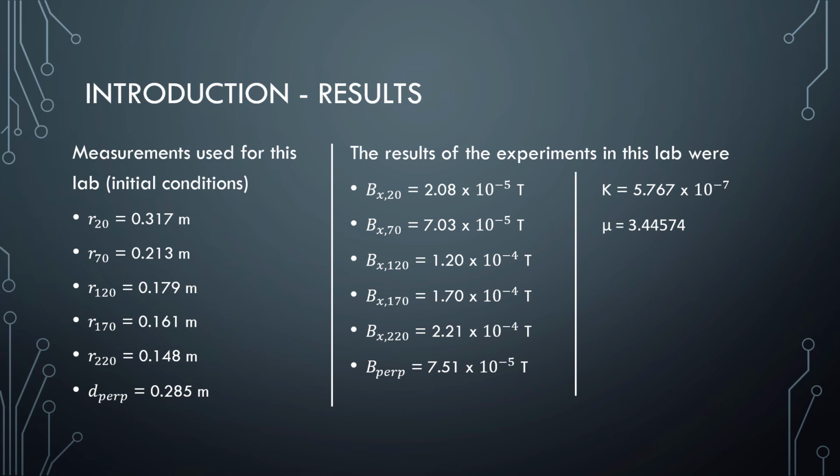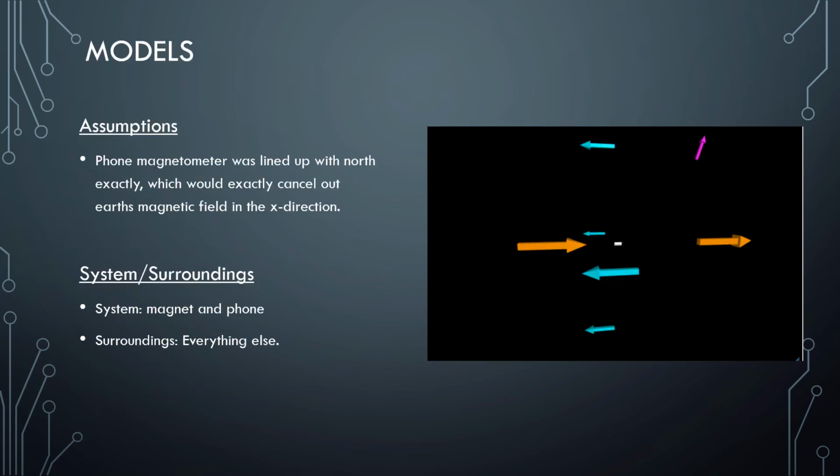K in this lab was found to be 5.767 times 10 to the negative 7, and mu was found to be 3.44574. The assumption here was that the phone magnetometer was lined up with north exactly, which would cancel out Earth's magnetic field in the x direction.